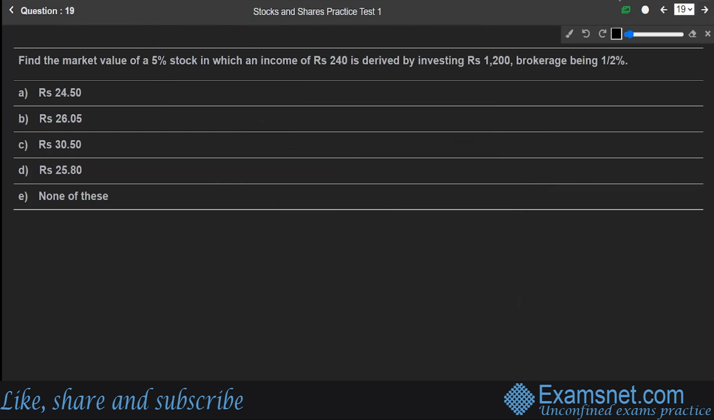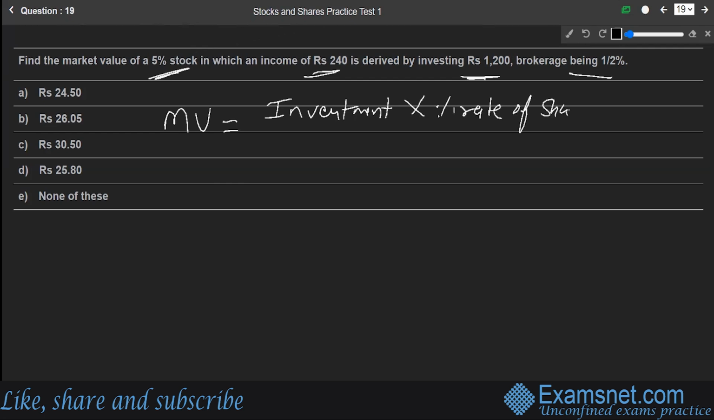Now, find the market value of a 5% stock in which an income of rupees 240 is derived by investing rupees 1200, brokerage being half percent. So clearly we can do it by formula also and by basic understanding also. So let us do it by a simple formula. The formula of market value can be written as market value is nothing but investment into percentage rate of the share or the stock, we can write anything, percentage rate of the share divided by the annual income. All these values are given to us in the question, minus the brokerage, because brokerage goes into the account of broker. Okay, so let us find out.